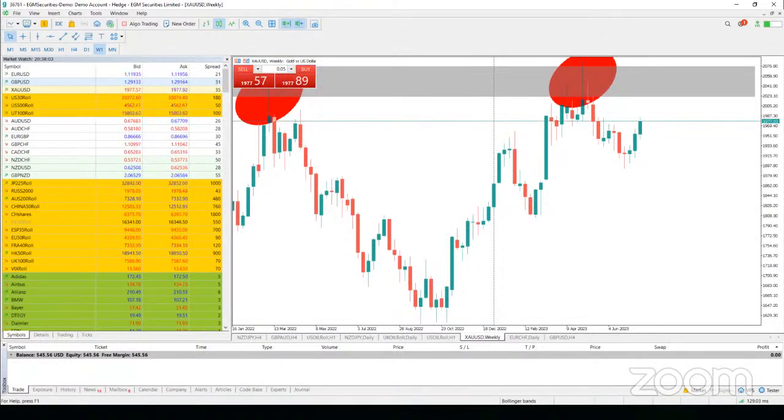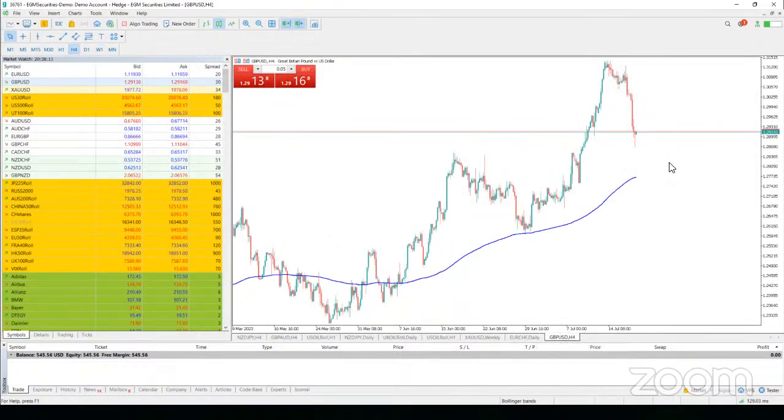Keep the questions coming as I look at one last example of the rejection candles on pound USD. Remember, you can use support resistance levels. You can use demand zones, right? You can use trend lines. You can use a moving average to identify those reversal candlesticks. In this case, we have a moving average, EMA 200 on 4 hours on pound USD.